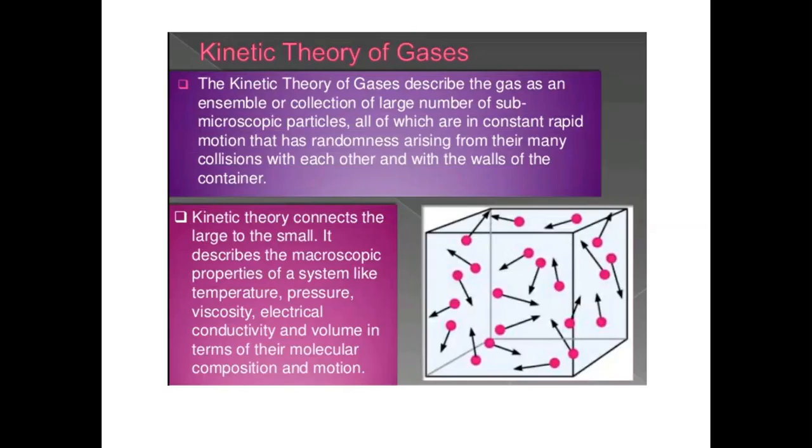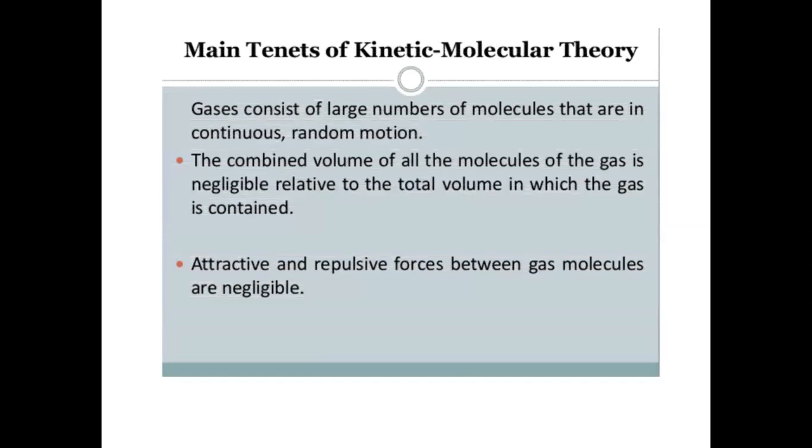There are some key points. Gases consist of a large number of molecules that are in continuous random motion. The combined volume of all the molecules of a gas is negligible relative to the total volume in which the gas is contained. Students, this point is very important. According to the kinetic molecular theory for gases, the volume occupied by the gas is negligible as compared to the total volume of a gas. That's why gas can be easily compressed.